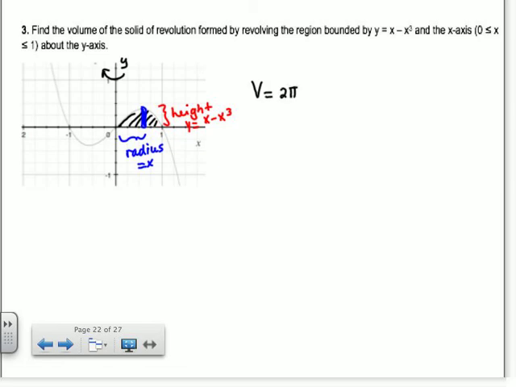So my volume is going to be 2 pi. My radius was just x, so that's the radius. My height is the x minus x cubed. Since we're talking about adding up all of these different x values, so these rectangles with different x locations, we're going from 0 to 1 for the x's.